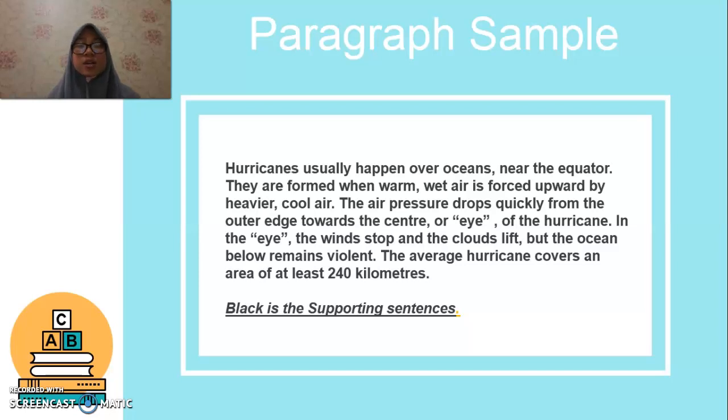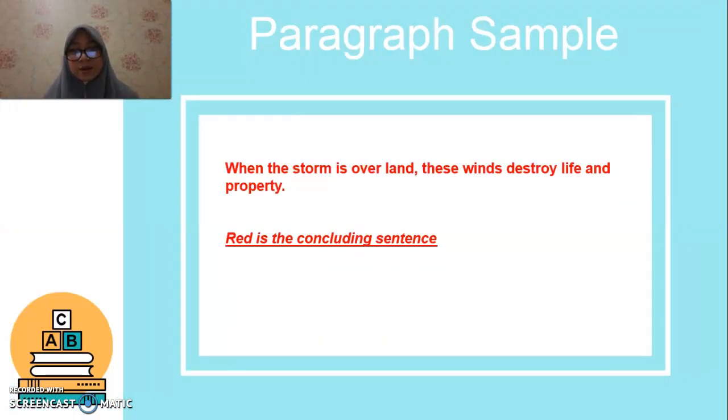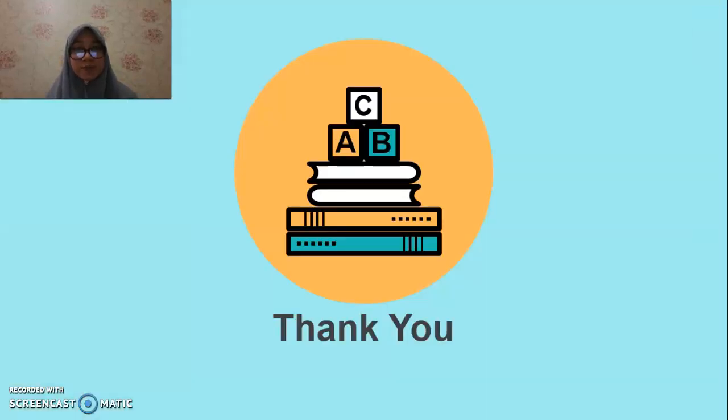Hurricanes usually happen over oceans, near the equator. They are formed when wet air is forced upward by heavy, cool air. The air pressure drops quickly from the outer edge towards the center, or eye, of the hurricane. In the eye, the wind stops and the clouds lift, but the ocean below remains silent. The average hurricane covers an area of at least 240 kilometers. And last, red is the concluding sentence or the end sentence. When the storm is over land, this wind destroys life and property.